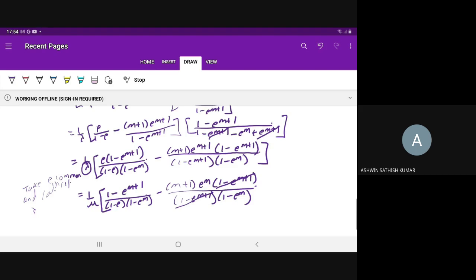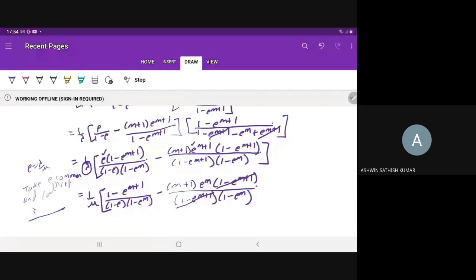Sir, why did mu come in the denominator instead of lambda? Actually I said we take the rho common, and rho is equal to lambda upon mu. That lambda is cancelled out, that I have written here. Okay, got it.